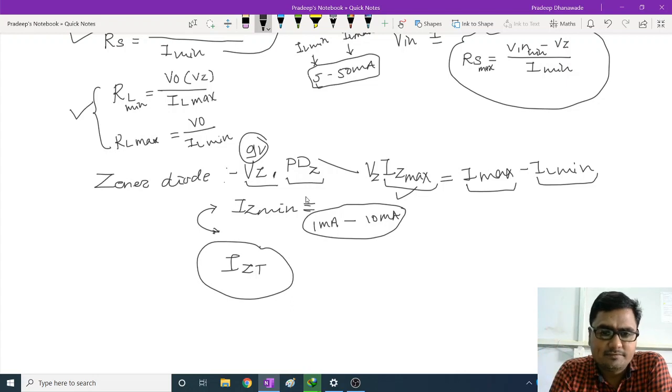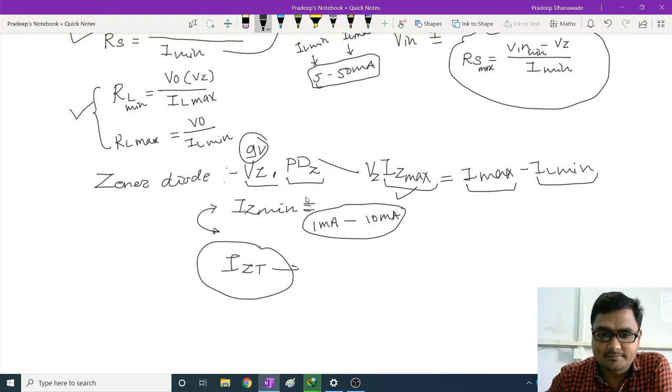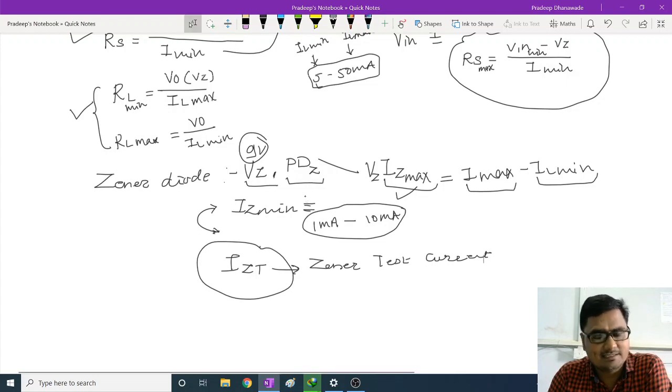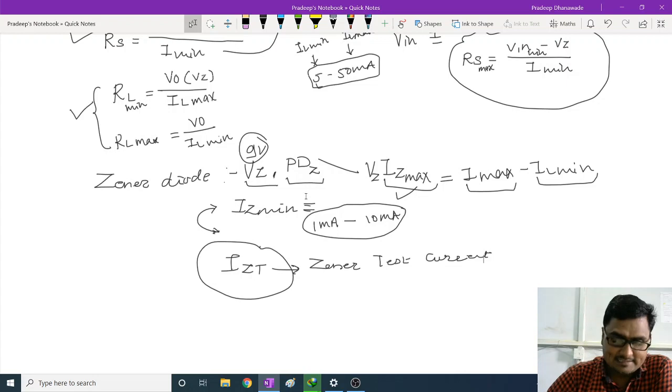It is okay if you assume Iz minimum is equal to IZT, but what is this IZT? It is the Zener test current. That test current is not always the minimum current. In some cases the test current is the minimum current, that is Iz minimum becomes IZT, but not in all cases. Generally it is a test current for the Zener.